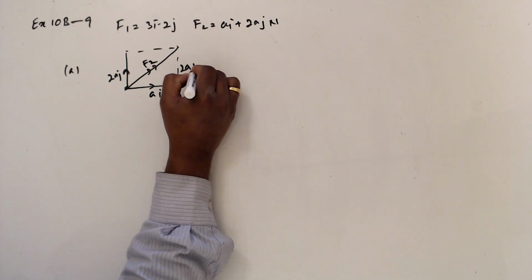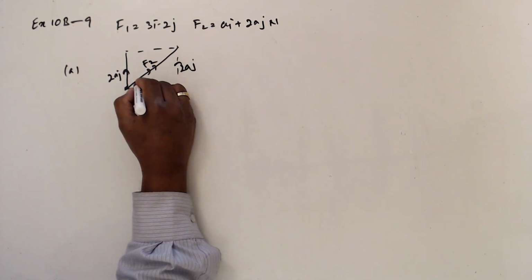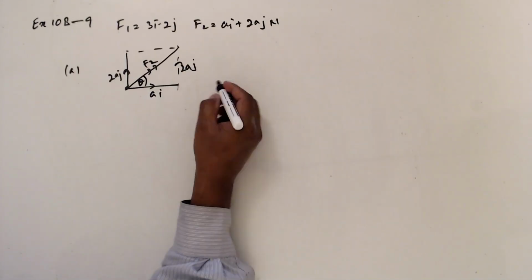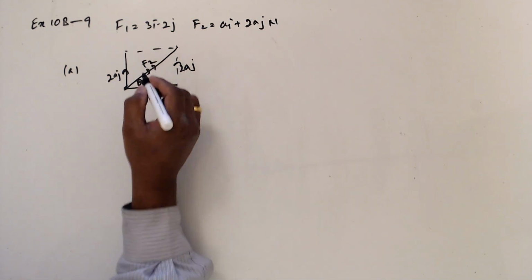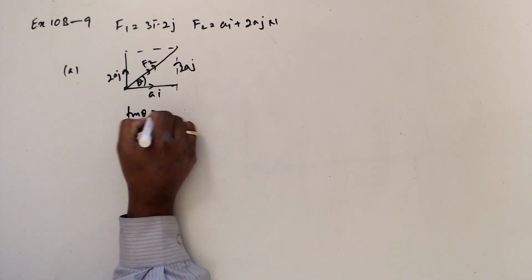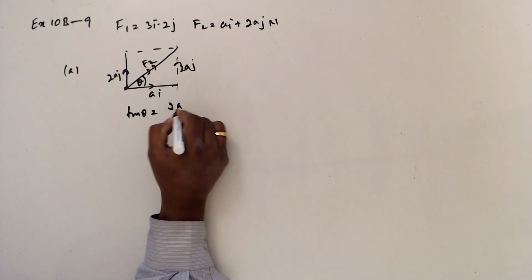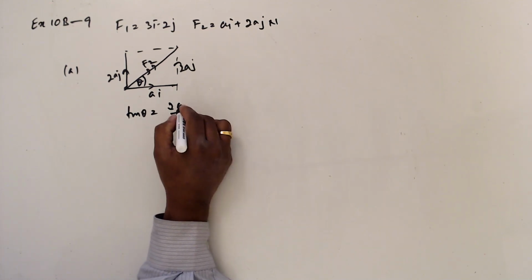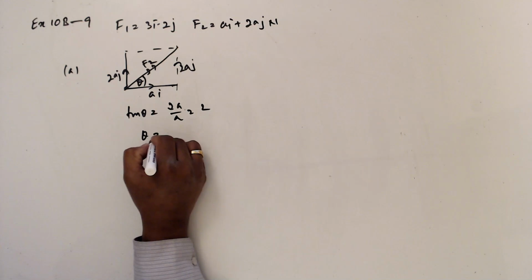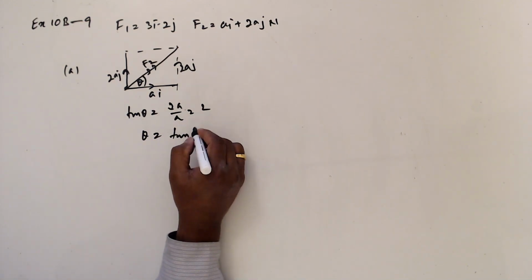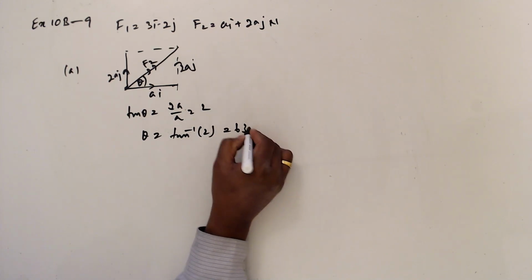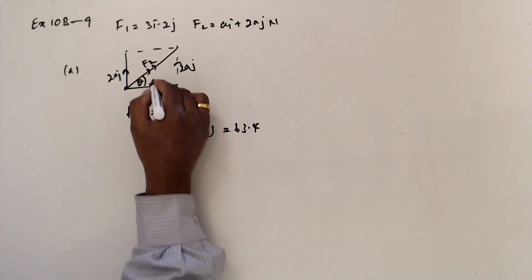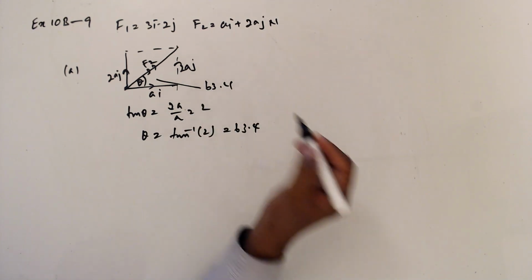So this is 2aj in this direction. This is theta. We need to find the angle between i and F2. So tan theta equals 2a over a, which is 2. Theta equals tan inverse of 2, which is 63.4. So this angle is 63.4.